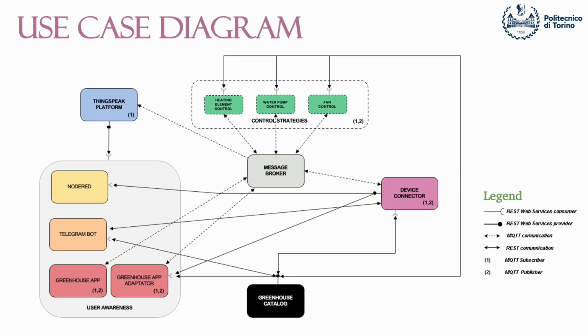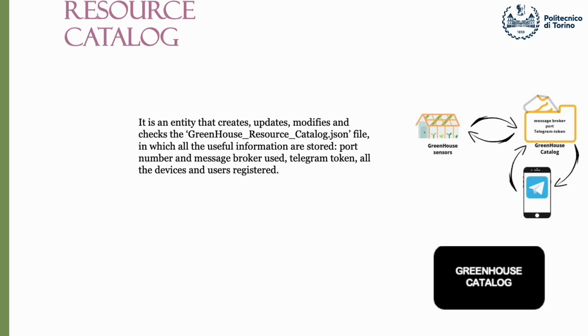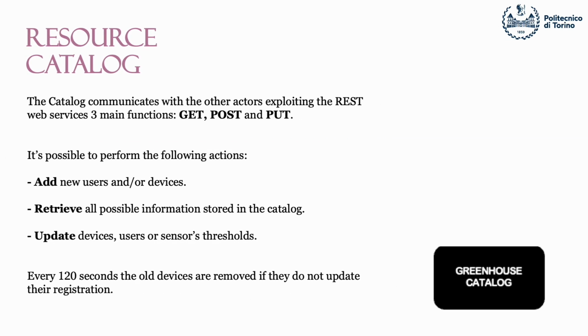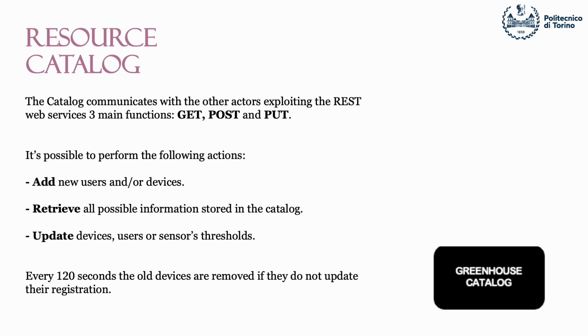The use case diagram shows all the main instances involved. The core of the project is the Greenhouse Resource Catalog. Its role is to collect in a JSON file all the information on how to establish the communication among the actors inside the system by providing them the initial data, like the message broker and port to use, or the Telegram token. The catalog communicates with the main stakeholders in the platform, exploiting the REST methods in order to retrieve all the necessary information and make them available to whoever needs them. For example, by adding new sensors or users, updating sensor thresholds, or getting generic information.